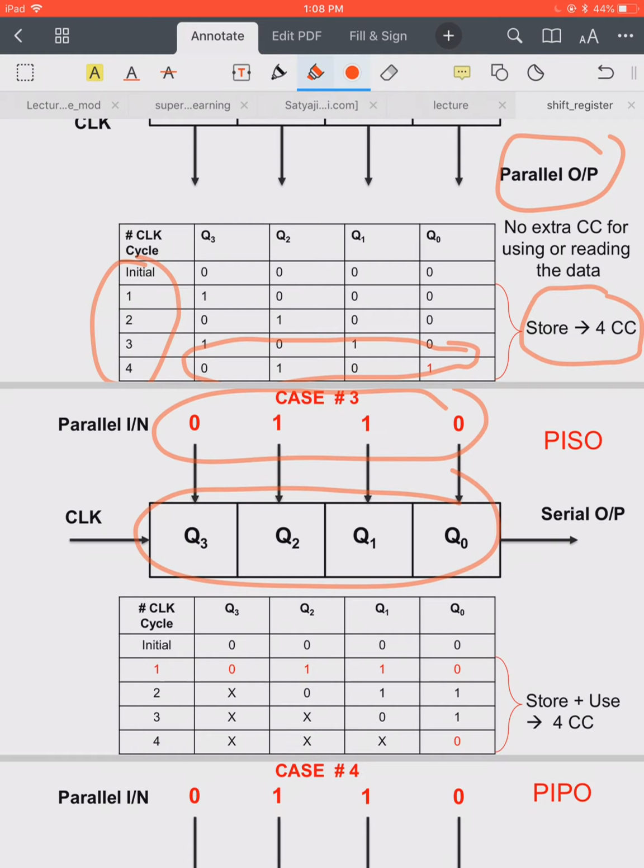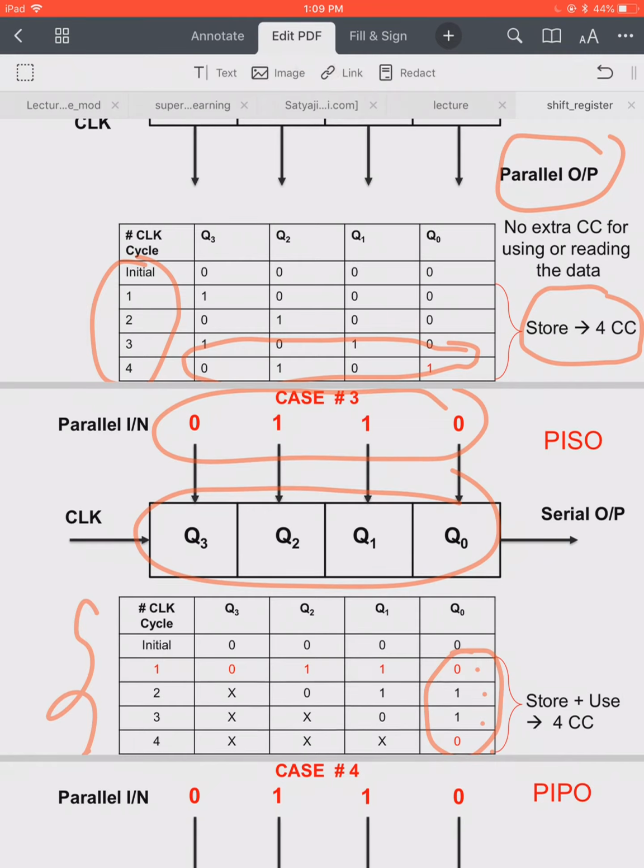Then I have to just read out this data, right? But I can only read it out serially, so I obviously need another 3 clock cycles to read out the data, and I think you can understand why. So 0110 can be read out from the serial port. Okay, so total for storing and using I need 4 clock cycles, just like the previous case, for parallel input and serial output.